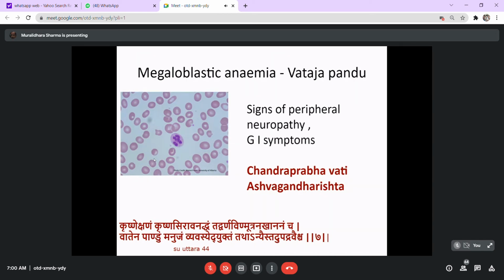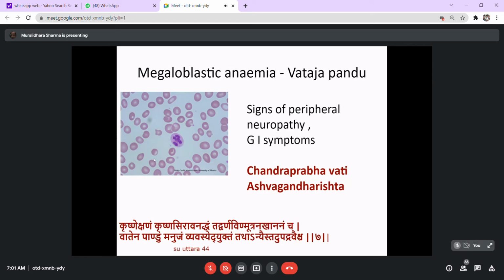Hence the absorption of the vitamins would be affected, and there will be vague GI symptoms, like the patient would have flatulence, impaired appetite, or even occasionally loose stools. The patients also would have signs of peripheral neuropathy, like tingling sensation, which is typical of the Vata Vriddhi Lakshanas. Of course, Sushruta has given the description that there will be Krishna Siravanata, though the black coloration may not be seen practically with our naked eye, you will see the Vata Upadrava, like tingling sensation.